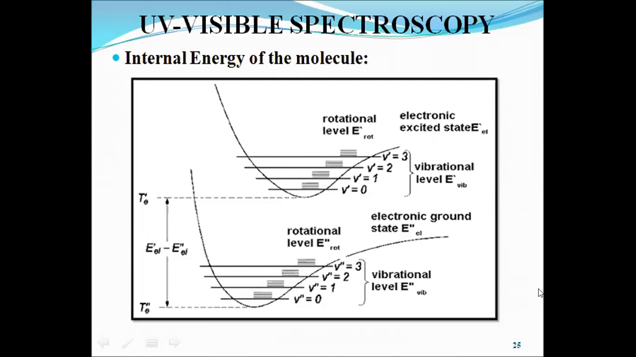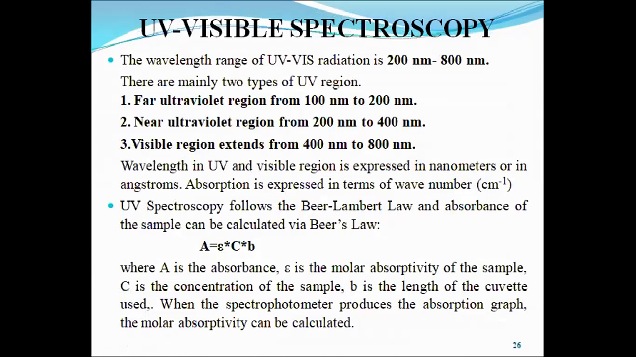Now, the UV region of the electromagnetic spectrum extends from 100 to 400 nanometer, and the visible region extends from 400 to 800 nanometer. So we can say that the entire UV-visible region extends from 100 to 800 nanometer. The UV region is further separated into two different regions. First is the far ultraviolet region, which extends from 100 to 200 nanometer, whereas the second is the near ultraviolet region, which extends from 200 to 400 nanometer.